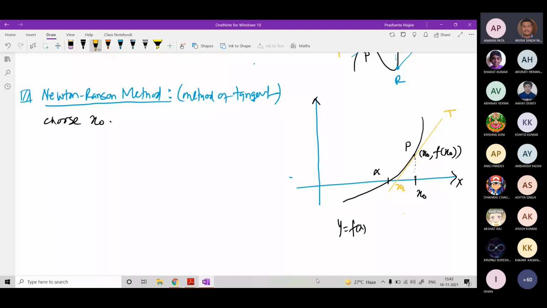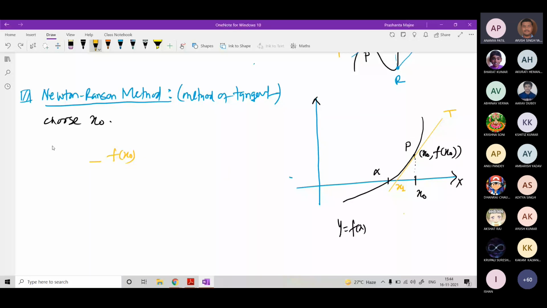First write the equation of the tangent. Minus f of x0 upon x1 minus x0 equal to f dash x0. From there you will calculate x1. Yes, okay, sir, that is correct. Yes, sir. So let me do it my way. So first tell me the equation of the tangent.